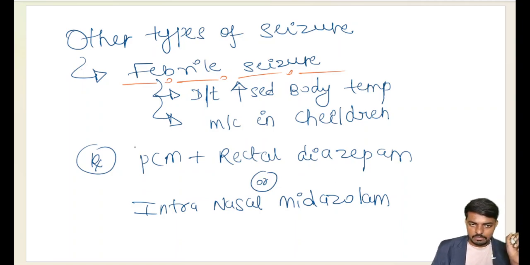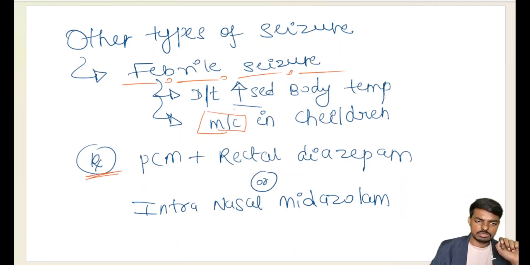So what is the febrile seizure? Febrile seizure means a seizure due to increased body temperature. So there is an occurrence of seizure due to increased body temperature, which we call febrile seizure. Most commonly it occurs in children. Generalized tonic-clonic seizure is the most common type of overall seizure, and in children the most common seizure, occurring due to increased body temperature, is the febrile seizure.